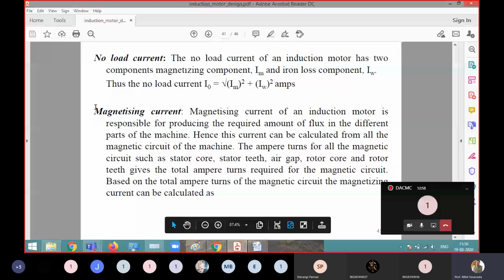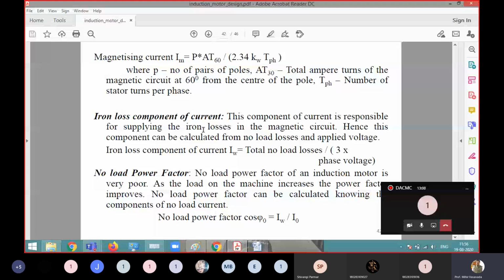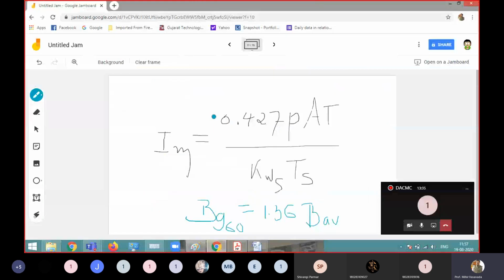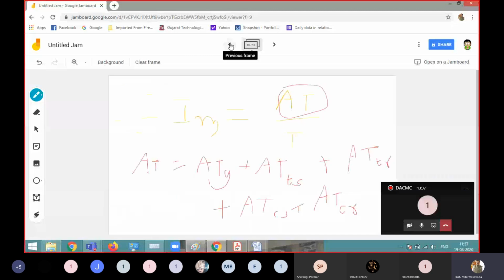Then the iron loss component. This component of current is responsible for supplying the no load losses, that is iron losses as well as friction and windage losses, right? You can calculate the iron loss component as total no load losses divided by 3 into phase voltage. We have also seen the equation of no load power factor: the ratio of the iron loss component to the no load current. Now I'm shifting my screen to recall the equations we derived yesterday. Is it visible to everyone? My Google Jamboard screen.